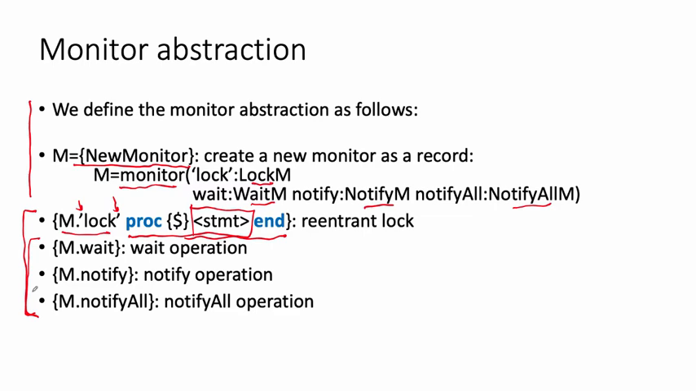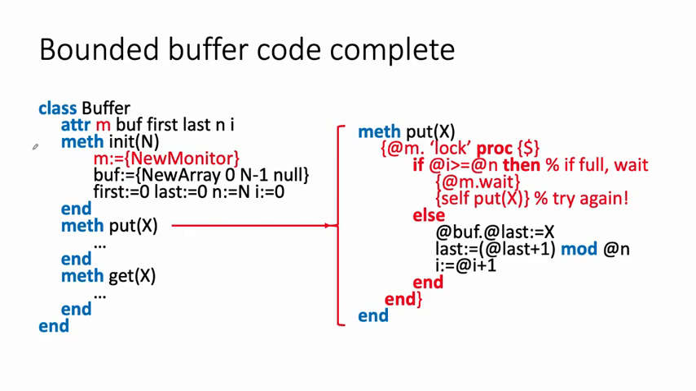Okay, so we're going to add this now to the bounded buffer. So here's how we do it. In the code, the complete version, we add another attribute, which is the monitor. We initialize the monitor to a new monitor, and now we will update the put code. So all the red stuff is the new code that we add to make the monitor work.